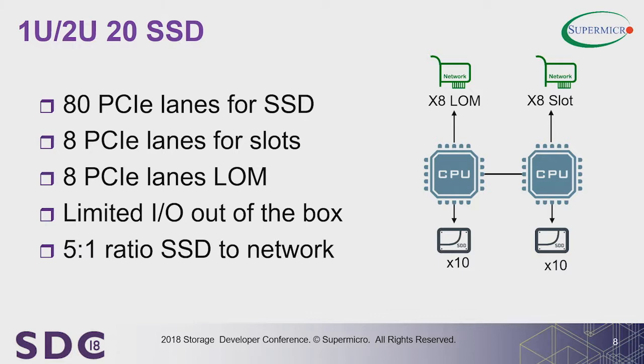There's no switches involved, it's direct connect, everything is lovely, and you get some of the most amazing IOPS numbers when you've got a design like this. Fantastic, amazing IOPS numbers. Here's the problem. How do you ever get any data in and out of the box? Because now what you've got is only 16 PCIe lanes left to do your network. That gives you about a 5-to-1 ratio of your PCIe lanes to drives versus PCIe lanes to network.